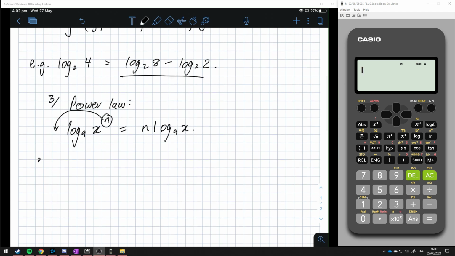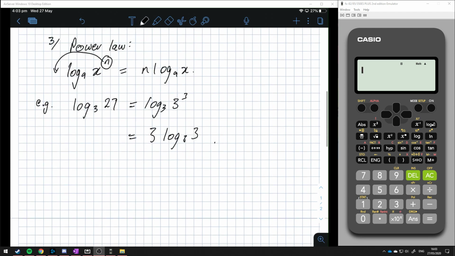And so an example of that too, okay? So if we have log, not A, let's use a number. If we have log 3 of 27, well that's the same as log 3 of 3 to the power of 3, which is just then 3 log 3 of 3. Now that's a very, very useful one, and it's going to be popping up a lot, particularly later on.